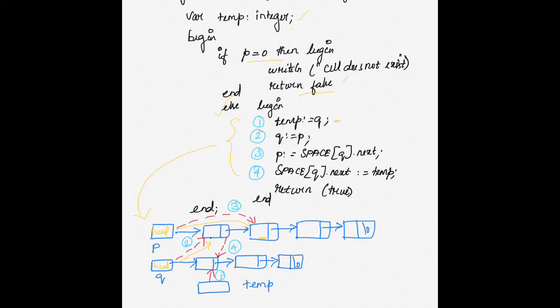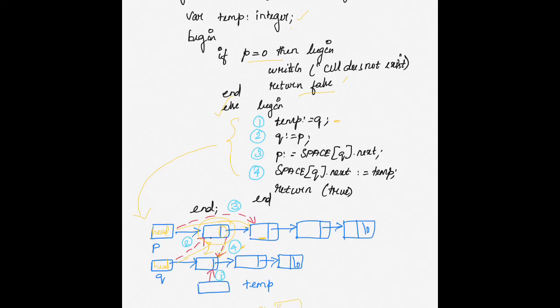Okay, space of Q dot next is equal to temp means Q dot next, Q is this, and Q dot next is this field, and that will be assigned to temp. So temp is pointing to this element, so this link will be enabled. That's why I pointed this as 4. So once all these 4 lines are executed, then this particular memory cell is moved from P to Q.